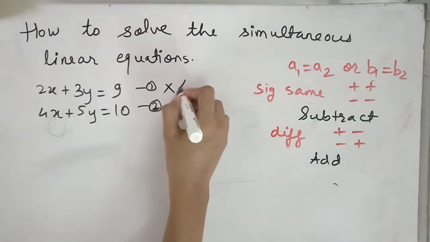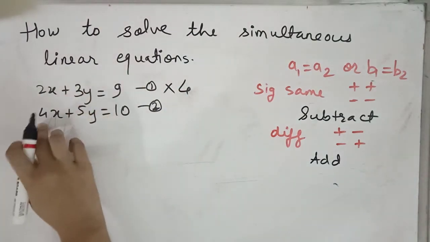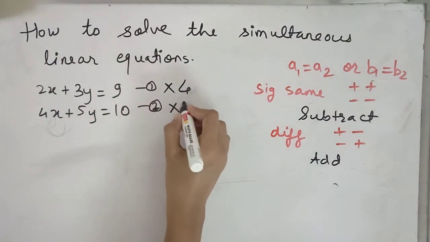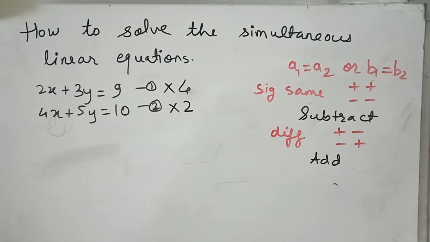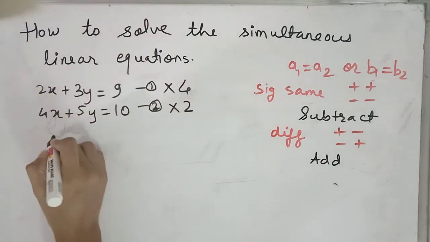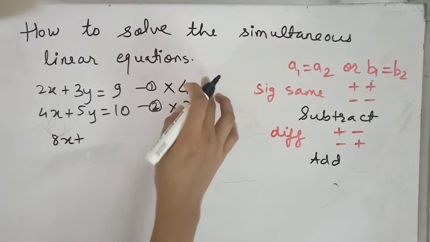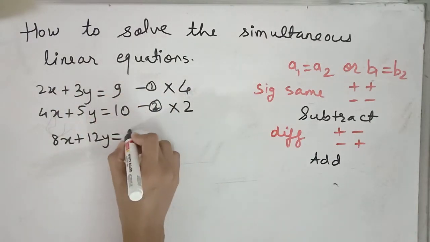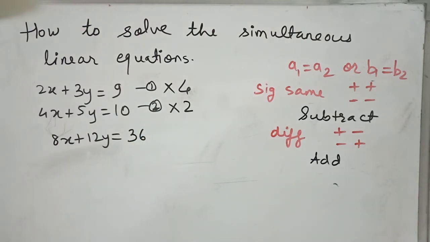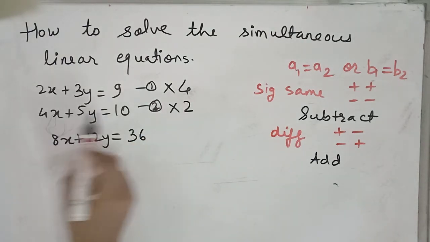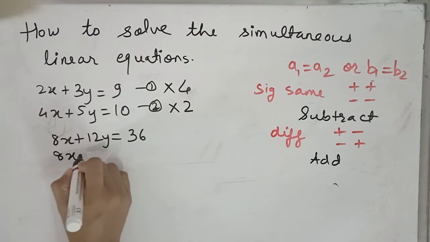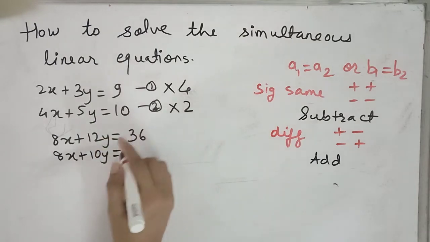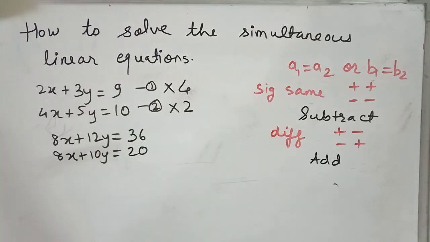by 4. Here 4 2s will be 8, and to make it 8 over here multiply 4 2s 8. Okay, so this will be 4 into 2x, 8x plus 4 3s 12y is equal to 9 4s is 36. Next 4 2s 8x plus 5 2s are 10y is equals to 2 into 10 is 20.